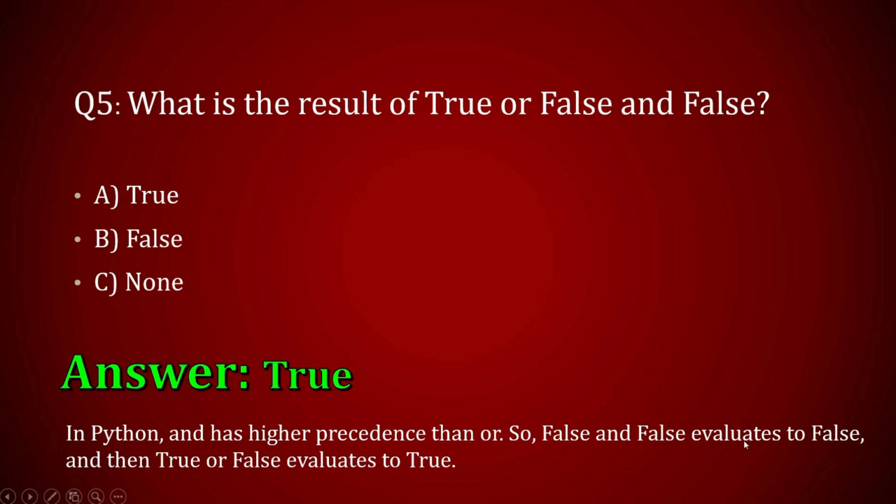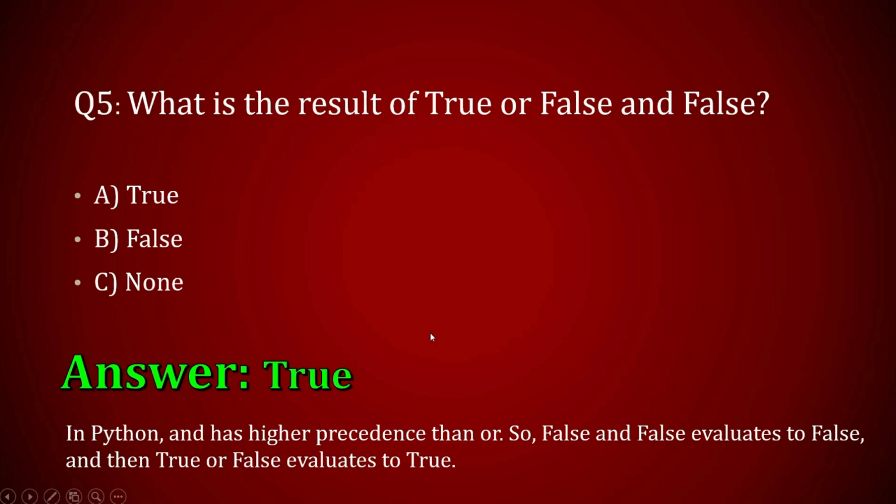So we have false and false evaluates to false. Then the output we got, false, is one of the operands for the or operator. So now we have true or the output we got, which is false. If one of the operands is true for the or operator, then the output will be true, right? So that's why the answer here is true, which is option A.